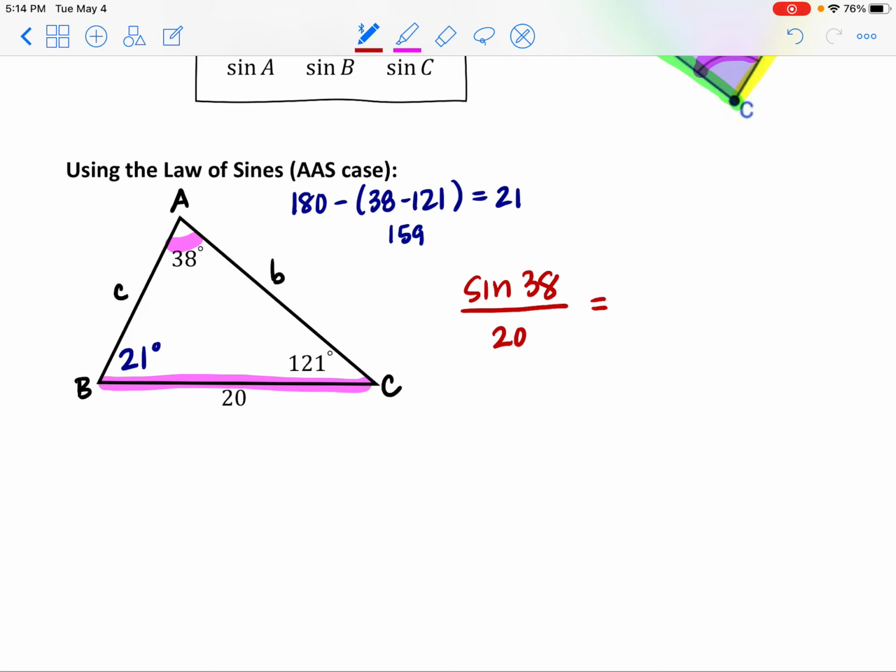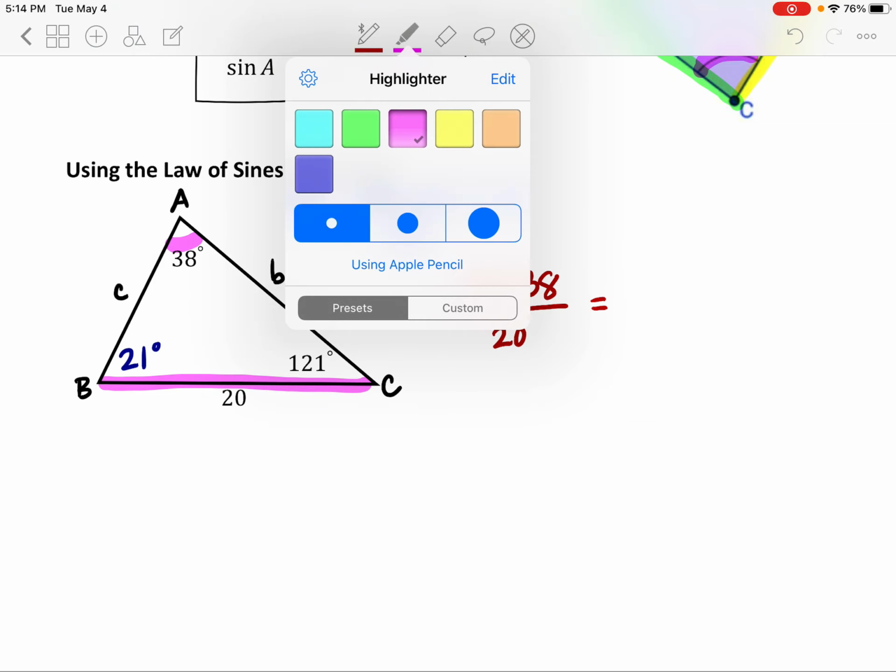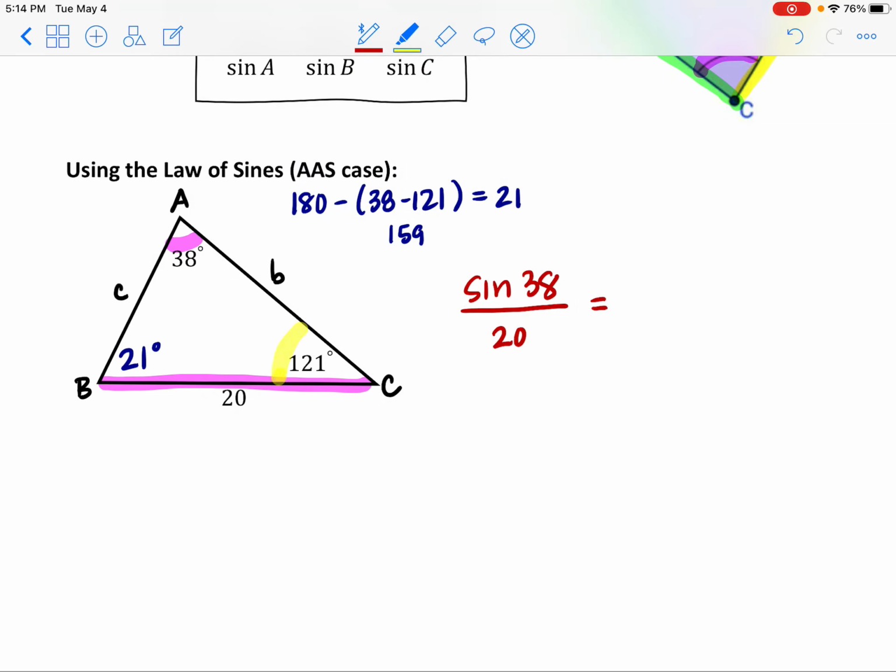And that's going to equal, now I can put in something that I don't know. So let me use, let's see, how about this one? 121 degrees. So the sine of 121 degrees, and I should be putting degree symbols there, over the unknown side, which is C. So if I put that there, that's the only variable in that equation. I can cross multiply to figure out the length for side C, or what I'm calling side C.